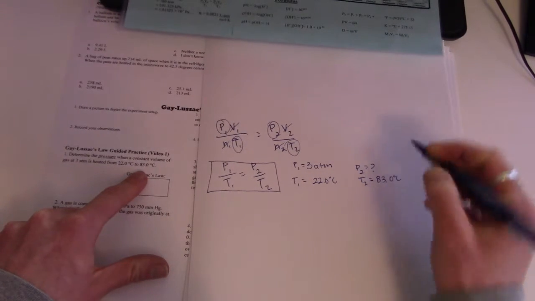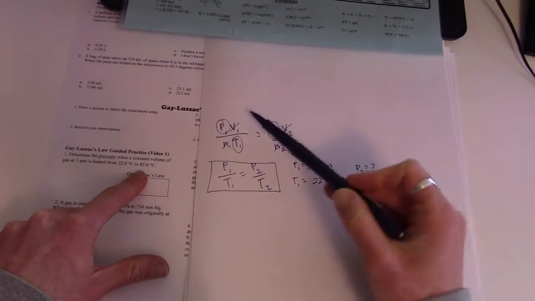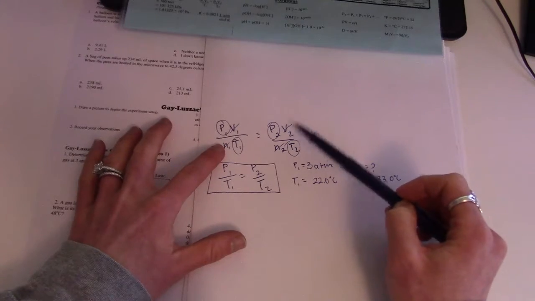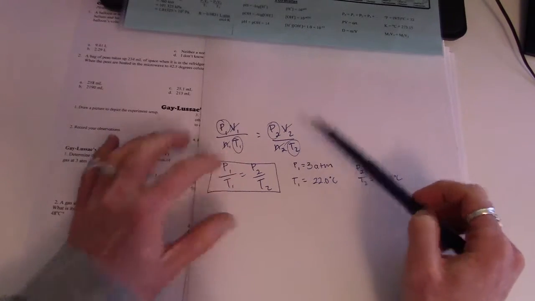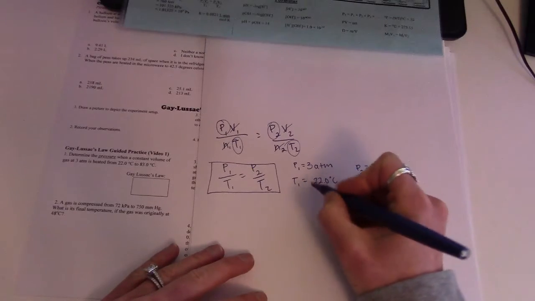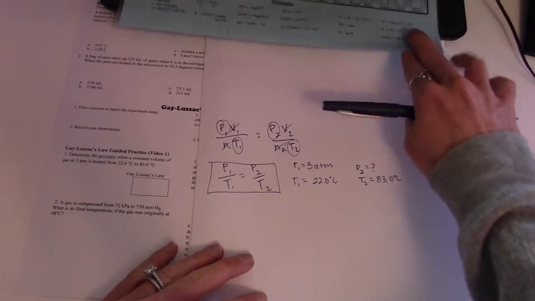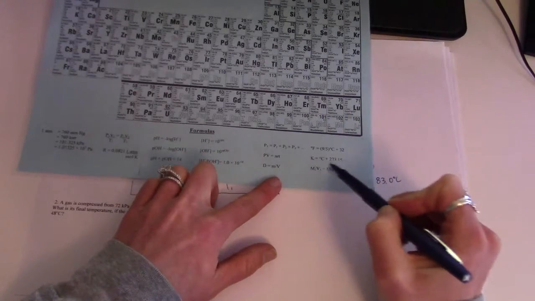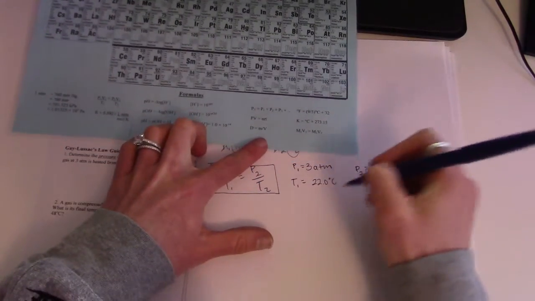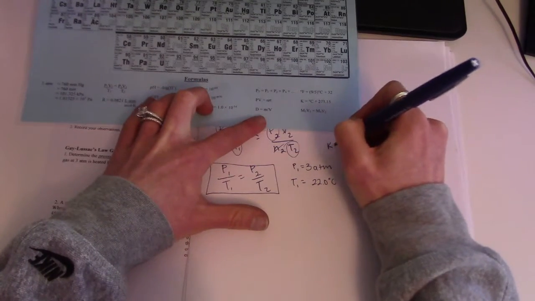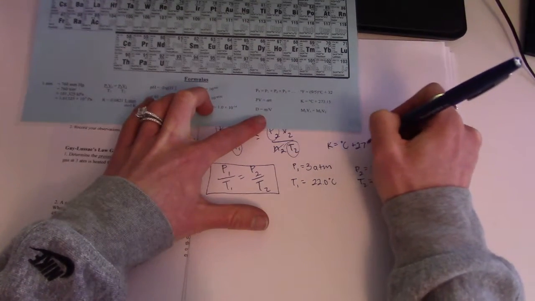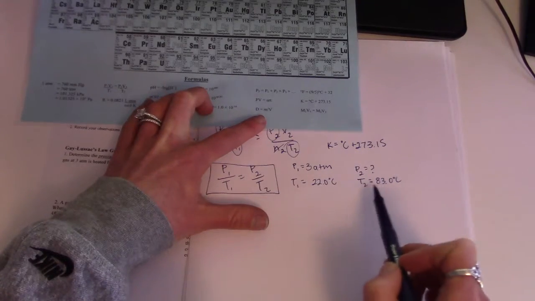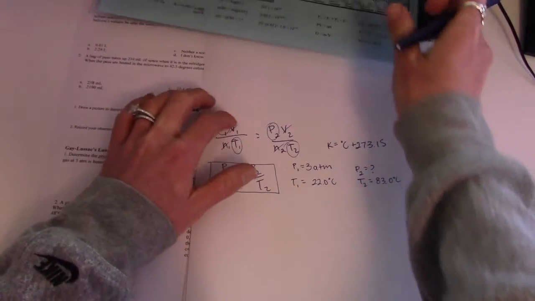83.0 degrees Celsius. Remember that for all of these variables, we just have to have the units match, but it doesn't matter what the units are except temperature. Temperature has to be in Kelvin for that equation to work. So we have to change those Celsius into Kelvin. How are we going to do that? Remember, you have this formula on your periodic table that says Kelvin equals degrees Celsius plus 273.15. So basically, I'm just adding 273.15 to both of my Celsius temperatures to get the Kelvin temperature.